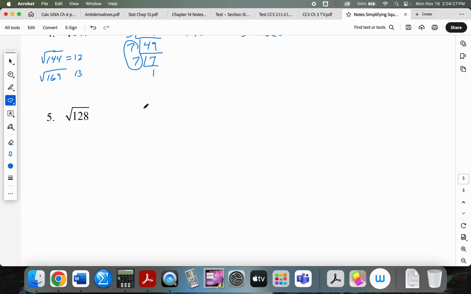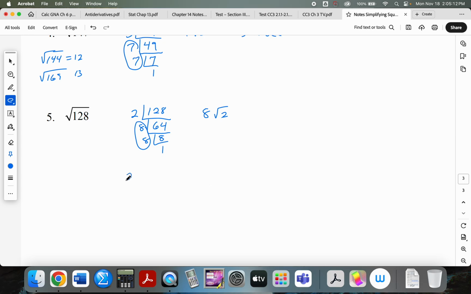All right, square root of 128. I'm going to show you a shortcut for this one. Divide by 2 and you get 64. If you recognize 64, it's a perfect square. What times what gives you 64? 8 times 8. If this number is a perfect square, you can stop doing prime factors and do this. That's 8 and 8. So that's 8 square roots of 2.